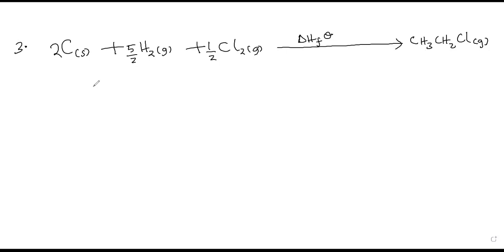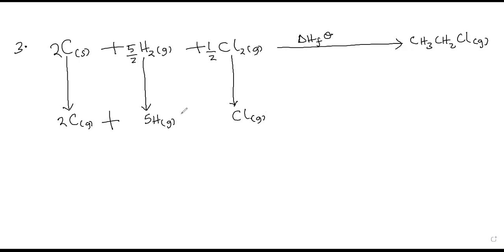After this, they gave the enthalpy of atomization of graphite. Graphite is carbon, so it's the enthalpy of atomization. Remember, these are 2 atoms, so we shall multiply by 2, because what they have given you is for 1 atom. Then here, we shall be multiplying by 5 the enthalpy of atomization of hydrogen. Then here, we have the bond dissociation energy, which we shall be dividing by 2, because this is 1/2 mole. So we shall get 2 carbons after atomization, but they will be gaseous atoms. And here we shall get 5 hydrogen atoms, gaseous free atoms. With bond dissociation, we shall get a chlorine gaseous atom. When you add these, you should be able to go to chloroethane.